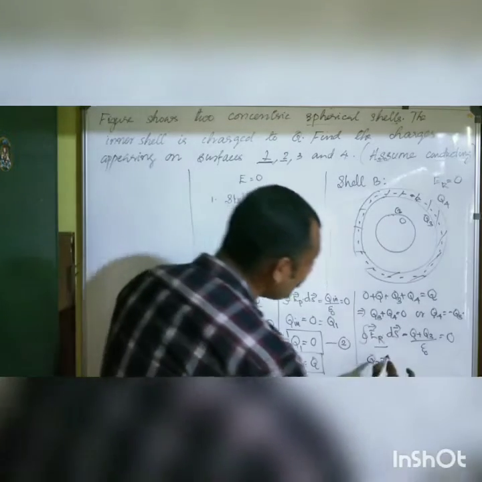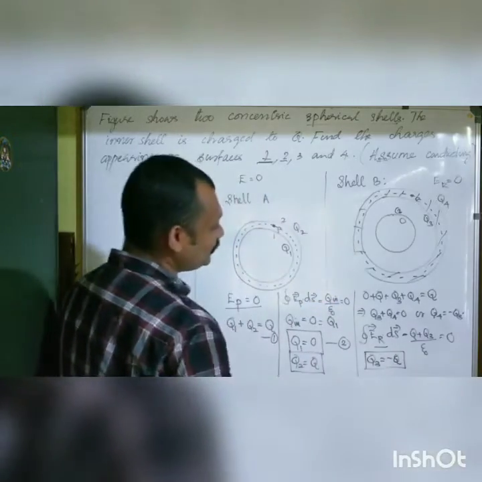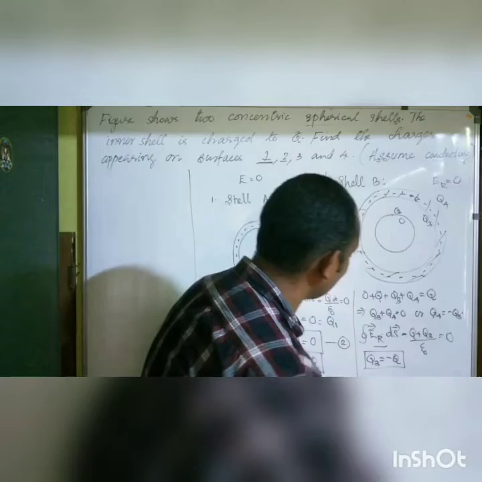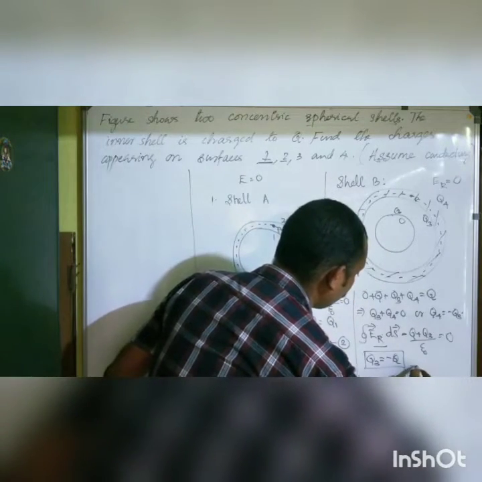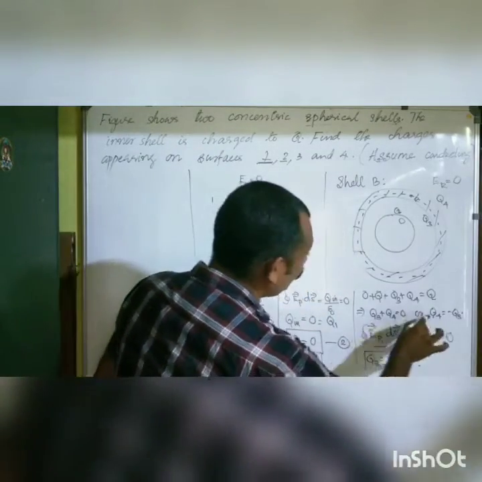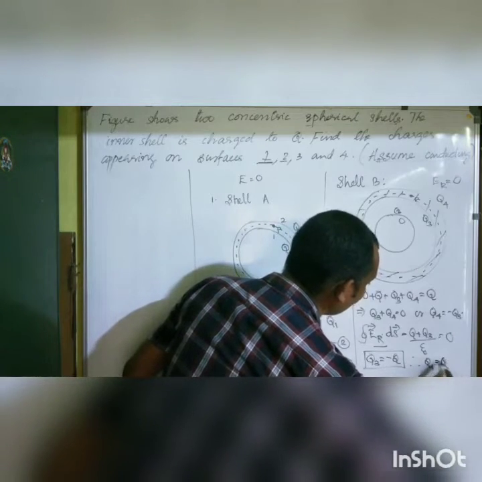Q3 is equal to minus Q. Therefore, sorry, this is the symbol of sign only. Therefore, what is going to be Q4? Q4 is minus Q3. Q4 is equal to Q.